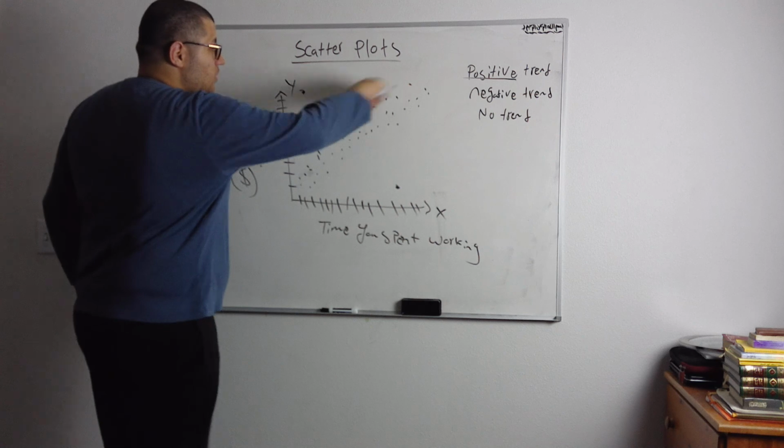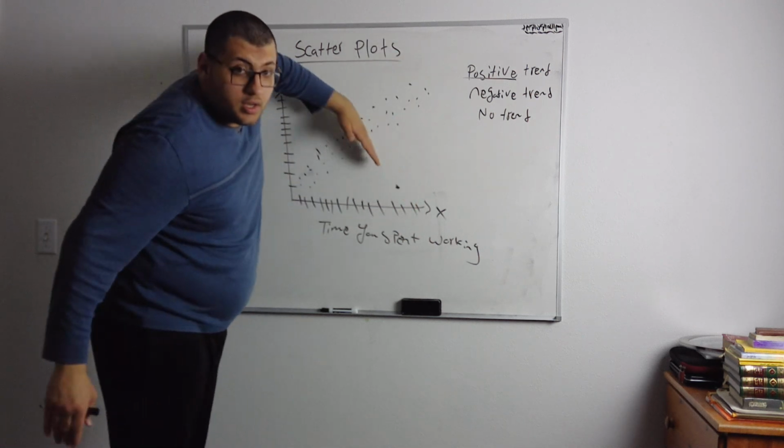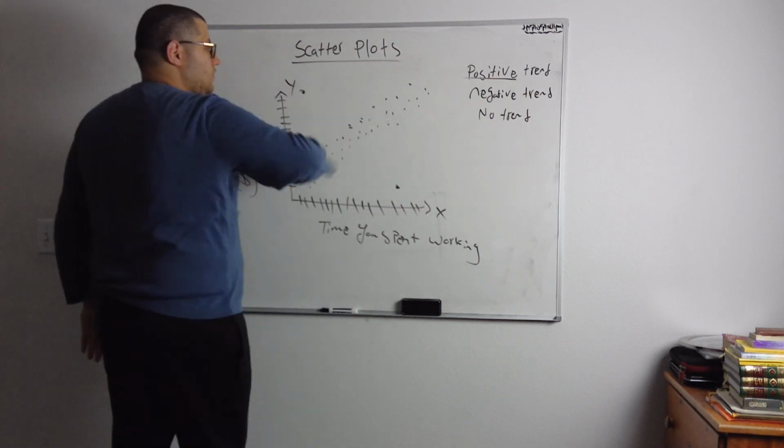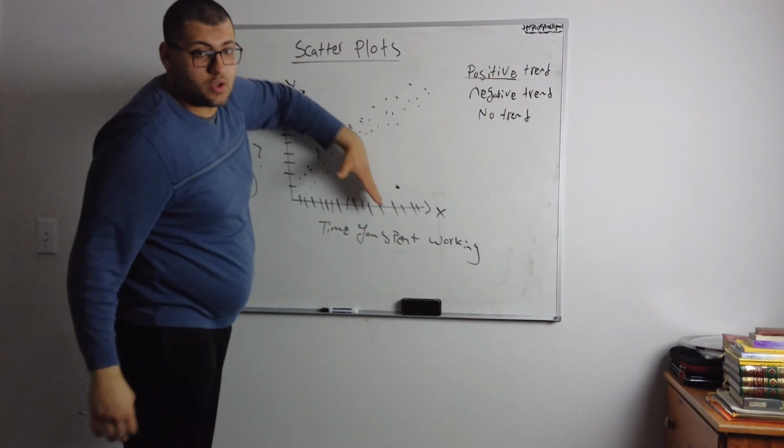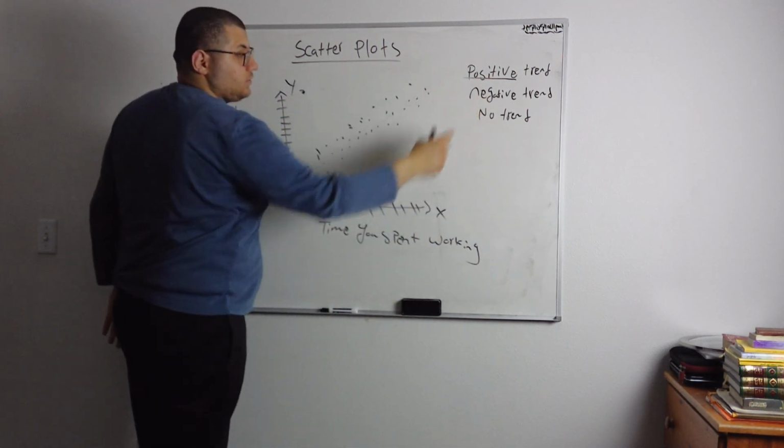If it's going this way, it's going up. If it's going that way, it's going what? Down. So if it's going up, it's a positive trend. If it's going this way, it's going down, and so it's a negative trend.